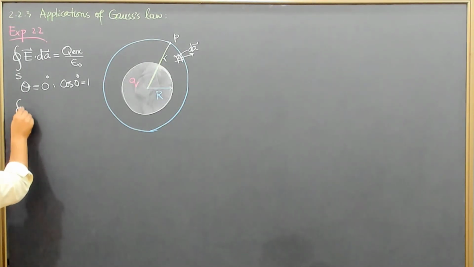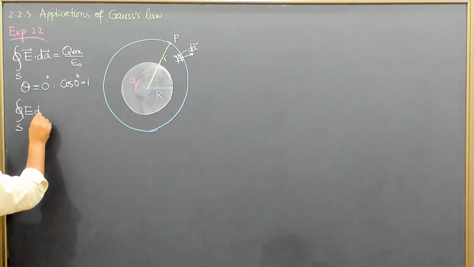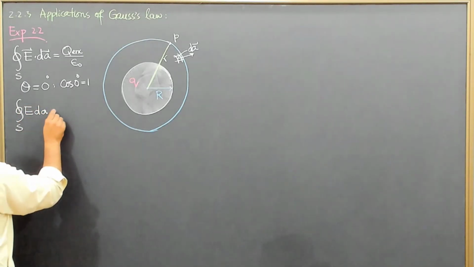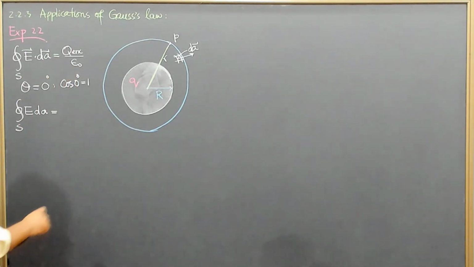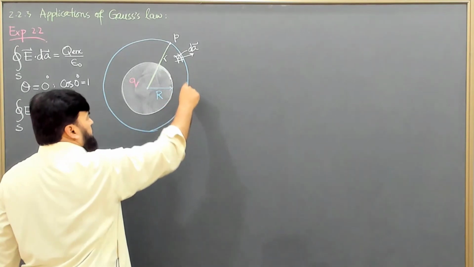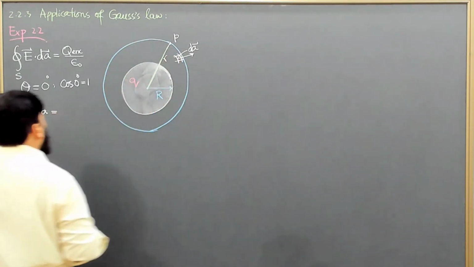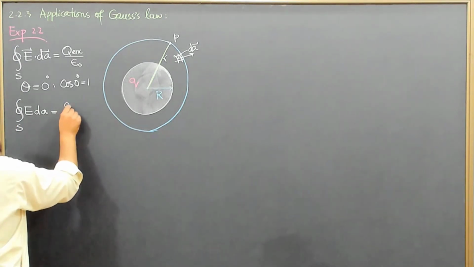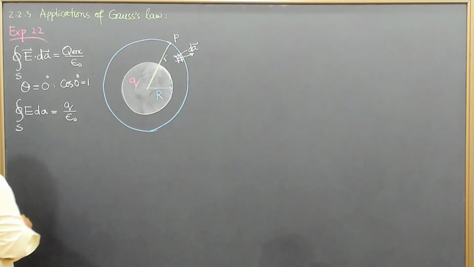So the integral on a closed surface of E dA is equal to the enclosed charge. What is the enclosed charge? How much charge is this Gaussian sphere enclosing? That is equal to Q. So the enclosed charge is equal to Q over epsilon naught.